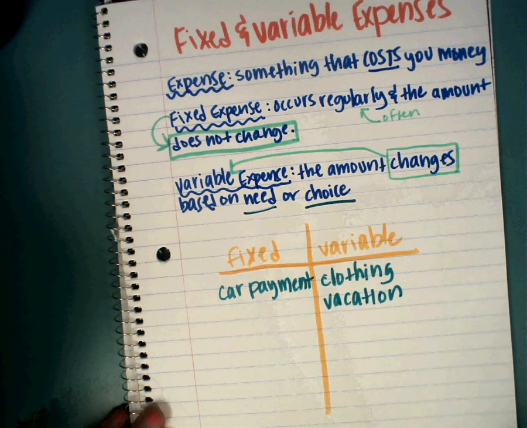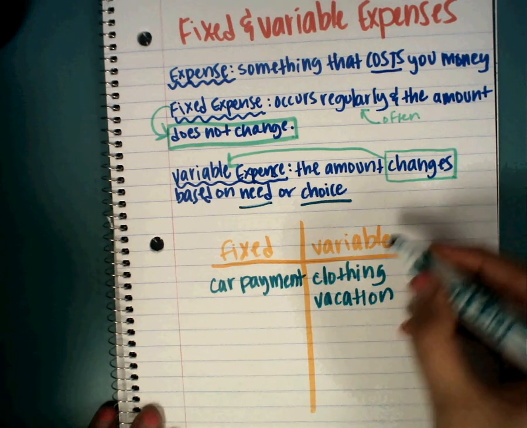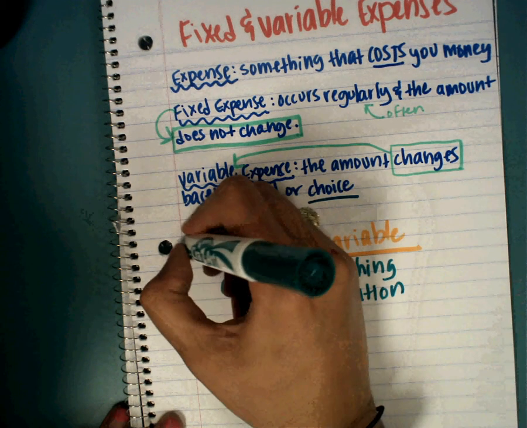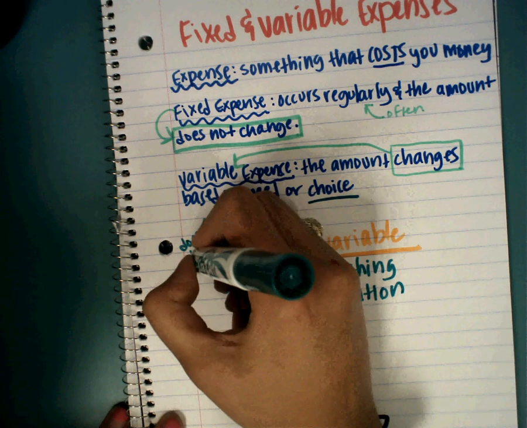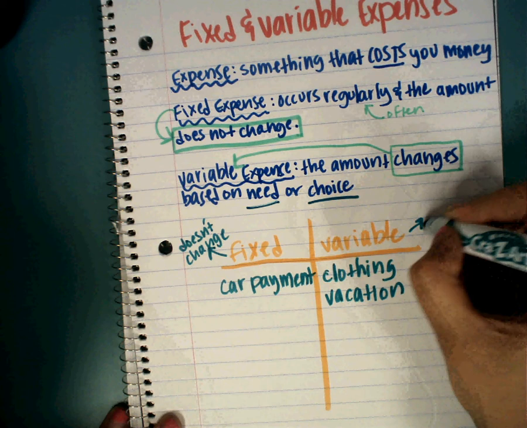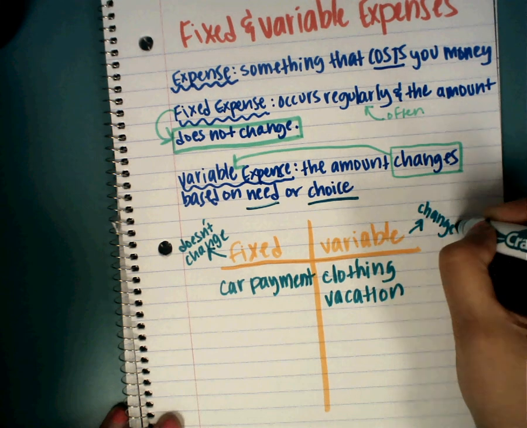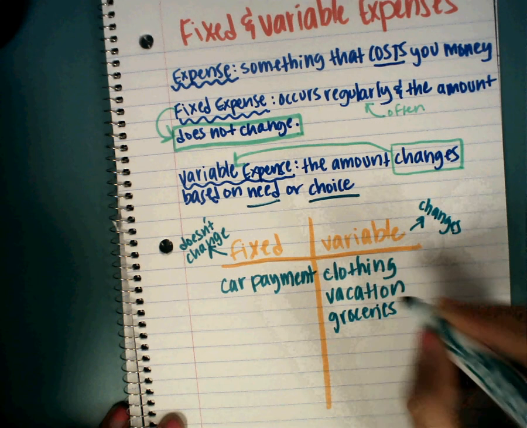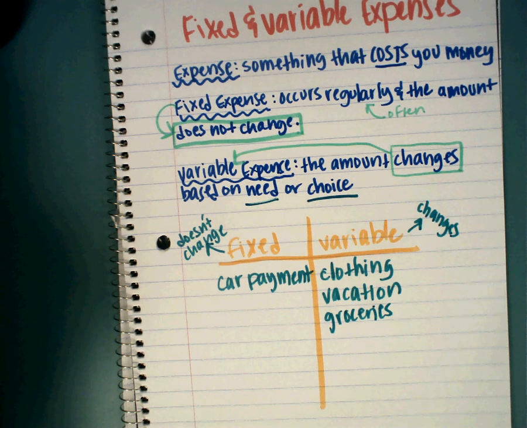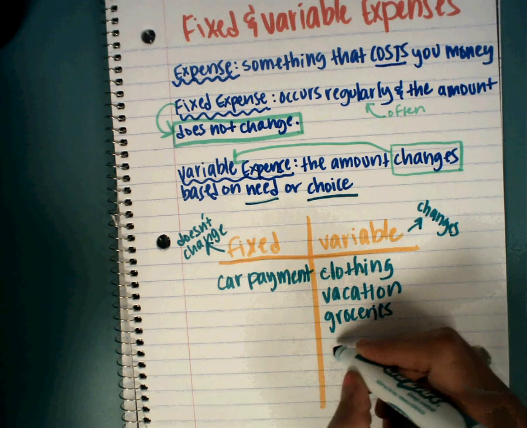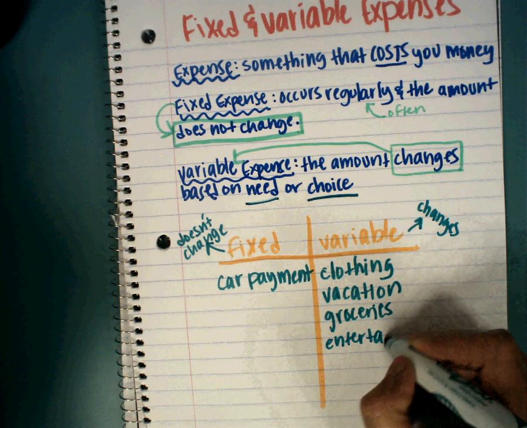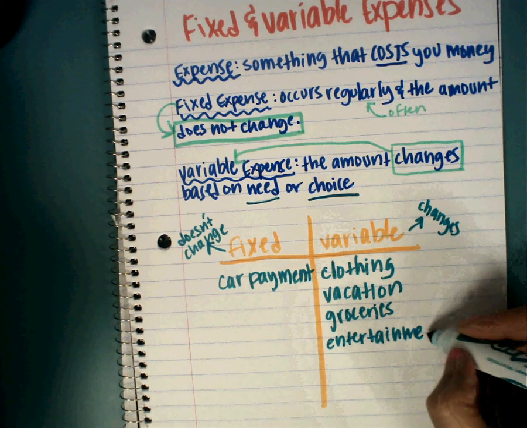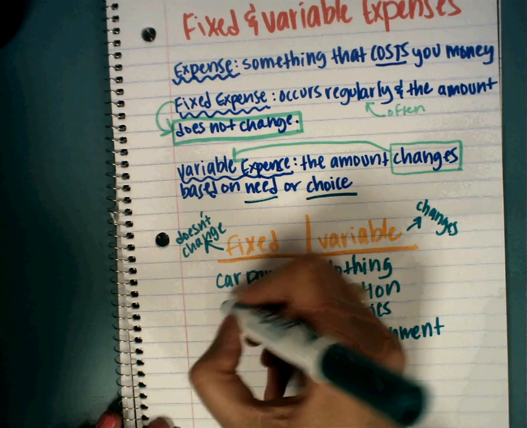All right, what about groceries? We just talked about that. That would be variable because it changes. So let's put a thing out here, doesn't change. And then variable means changes, right? Okay, so groceries over here. What about entertainment? Entertainment means like going to the movies or going skating or going to Great Wolf Lodge. Those are all variable expenses because they change, right? Entertainment. What about a cell phone bill? Again, that's going to be fixed.